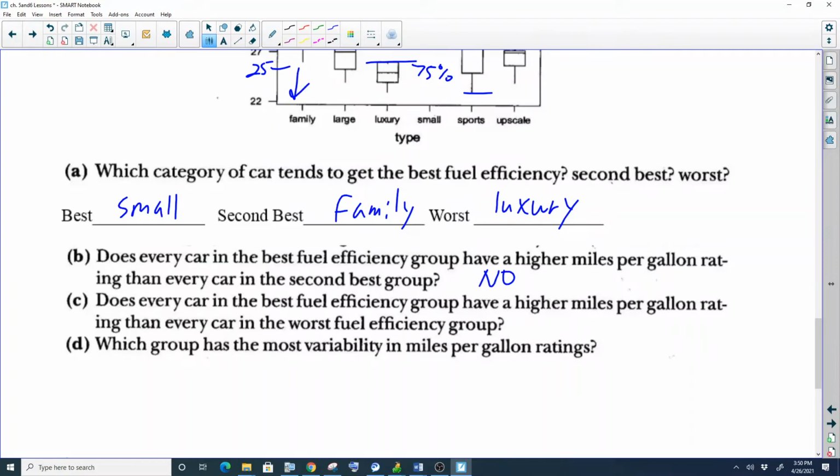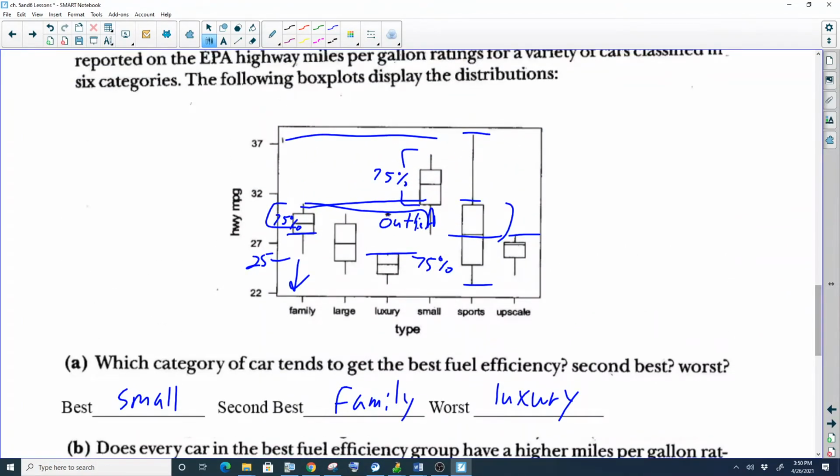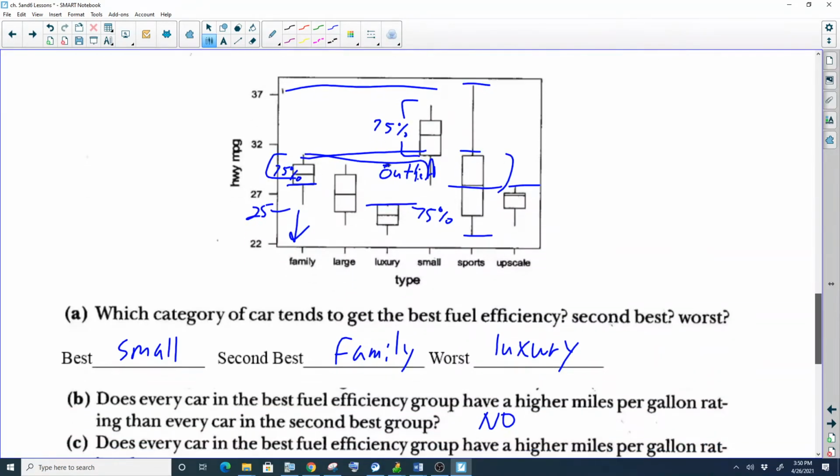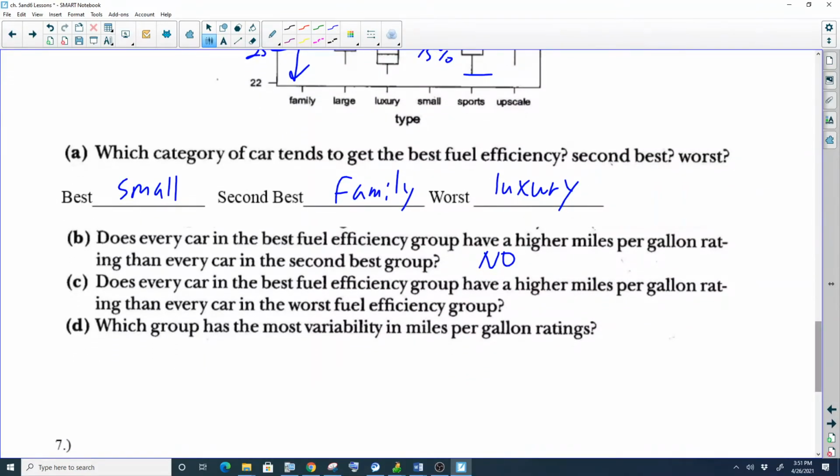Does every car in the best fuel efficiency group have a higher miles per gallon than every car in the worst? Well, that outlier. Because of that outlier, we're going to say no. Family doesn't, or even small doesn't, beat every car in the worst. Because of the outlier, you put yes, didn't you? We'll change your answer to no. Does every car in the best have greater than the worst? No, because of the luxury outlier.